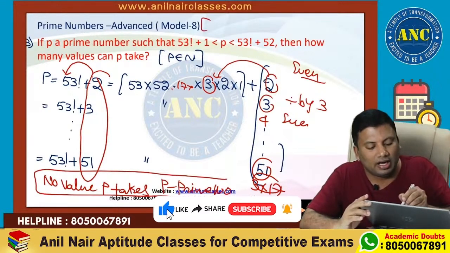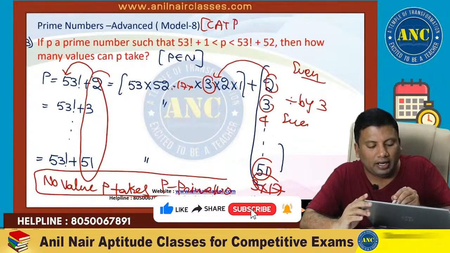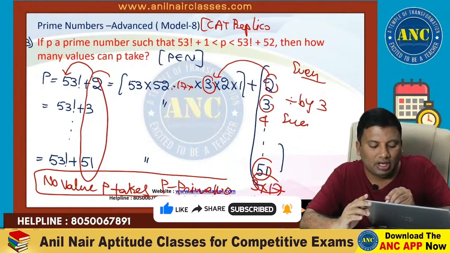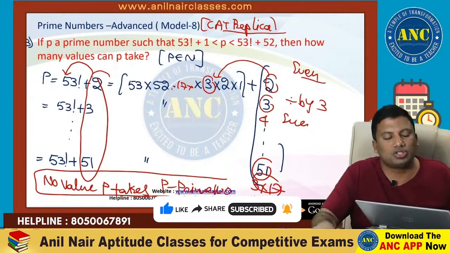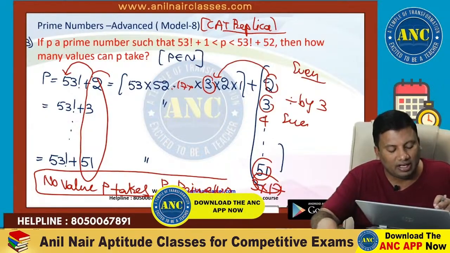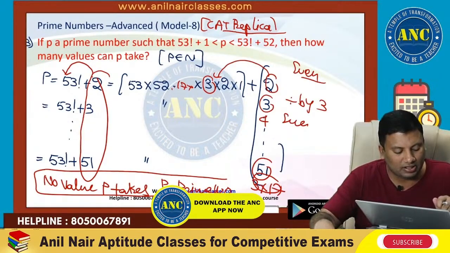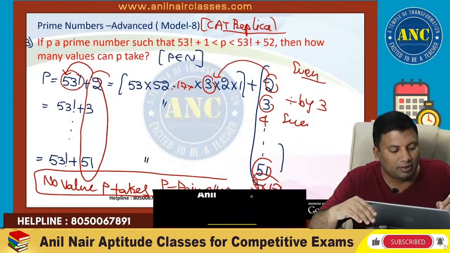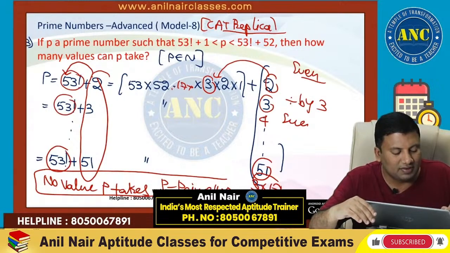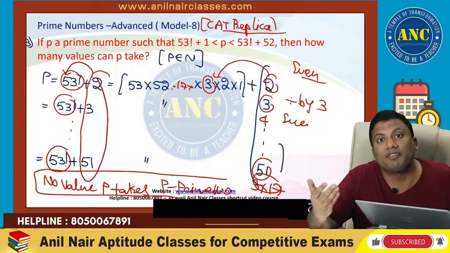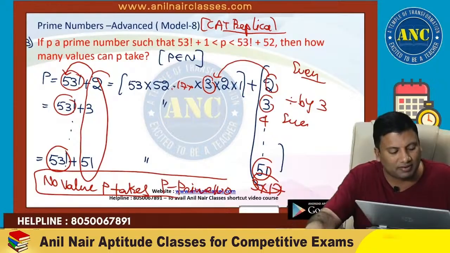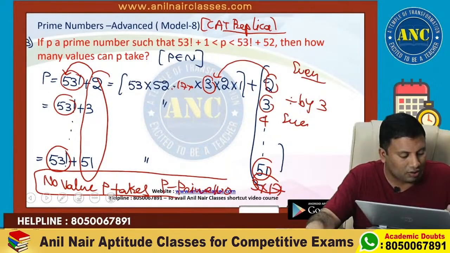Very, very good. A CAT replica question, sir. This is the beauty of the CAT examination. Most of them are logical questions. 53 factorial plus 2, plus 3, up to plus 51 is divisible by 2, divisible by 3, divisible by 51, because in 53 factorial, 3 will come, 17 will come. Third question, I hope it is clear.